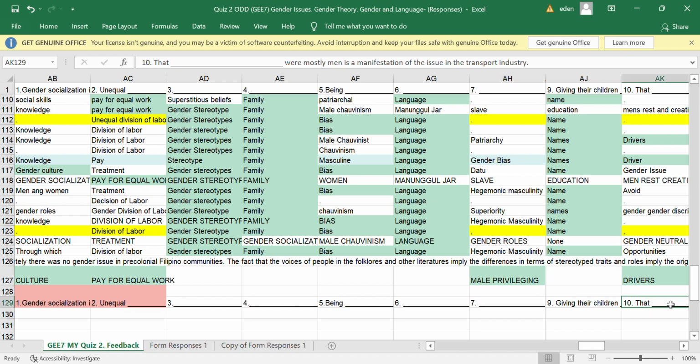And then lastly, that blank where mostly men is manifested in the issue of the gender issue in the transport industry. There are two answers which were considered. One is driver, and other students gave the answer employees, and those are correct.